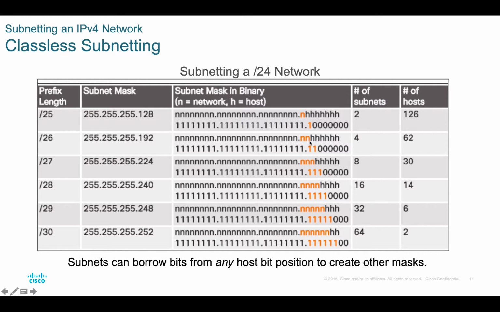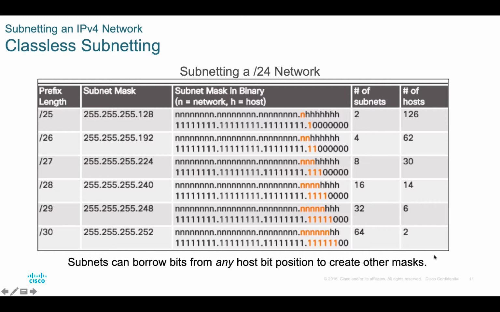If I borrow 2 bits, the first 3 octets are all still 255, but now I have 128 plus 64, which gives me the 192. If I borrow bits, though, the more bits I borrow, the more subnets I get. However, the more subnets I get, the fewer number of hosts.